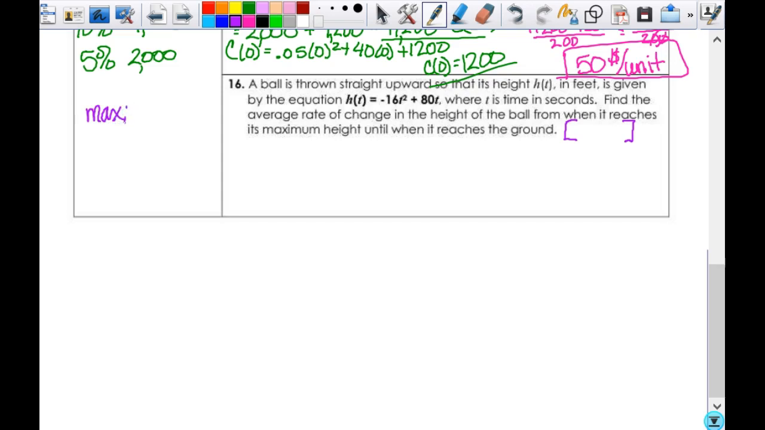I'm going to go tell all of your Algebra 2 teachers. Does that look familiar? Oh, yeah. Okay. So negative b over 2a, that's negative 80 over 2 times negative 16. So that's going to give me negative 80 over negative 32.